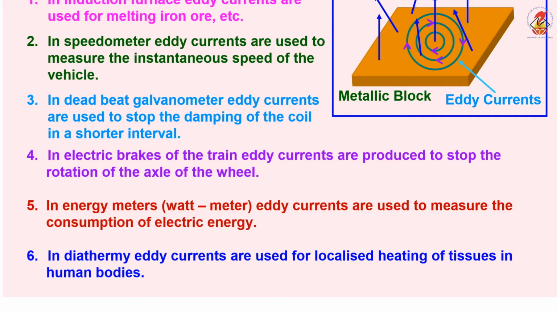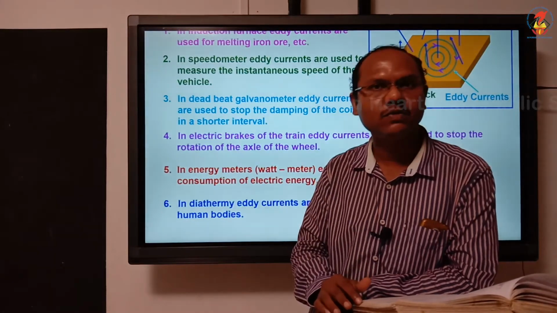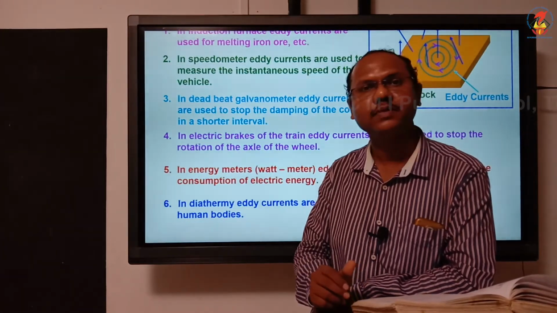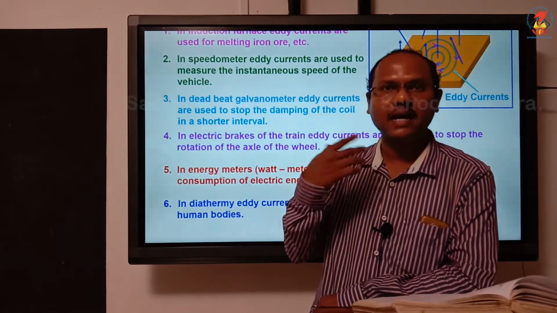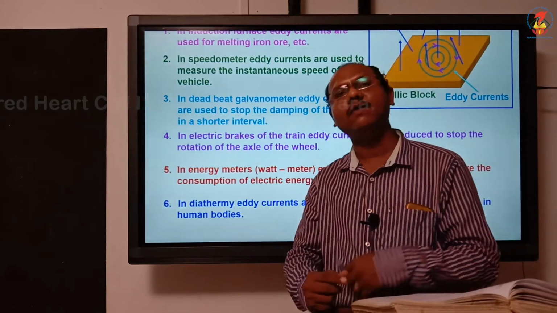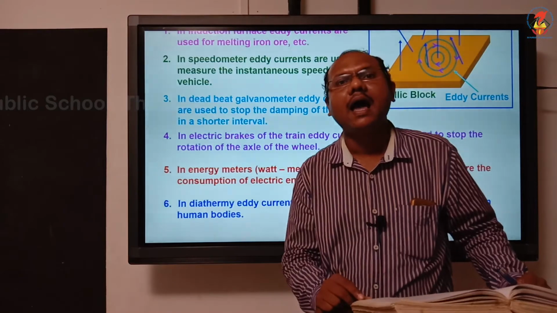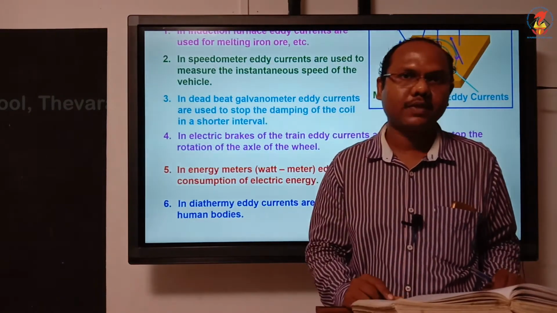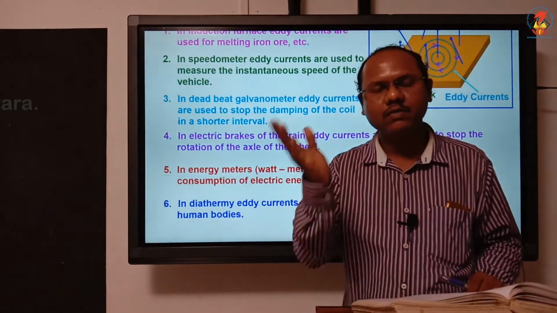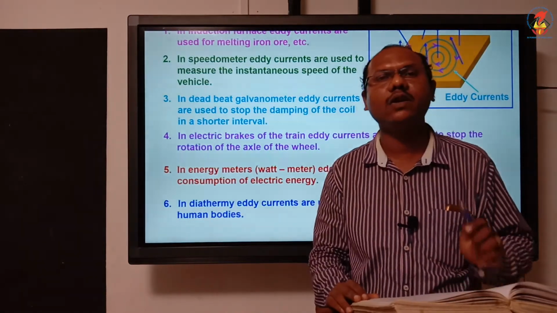Now, deadbeat galvanometer. Eddy currents are used to stop the damping of the coil in a shorter interval. Deadbeat galvanometer is the normal galvanometer which we use in our lamp. So when current passes through the coil, you studied moving coil galvanometer. A deflection will be produced, torque will act on it, and then the counter torque will come. When the torque and the counter torque are equal and opposite, then only the needle will stop.